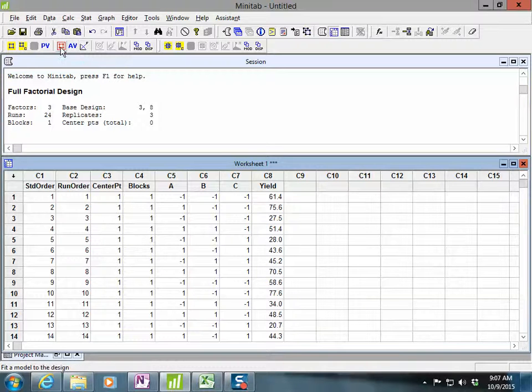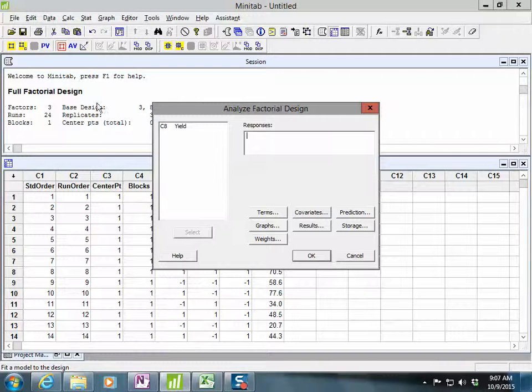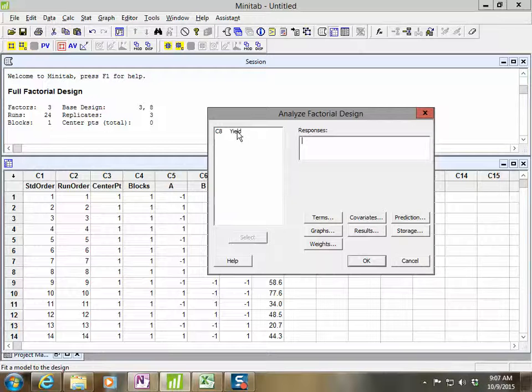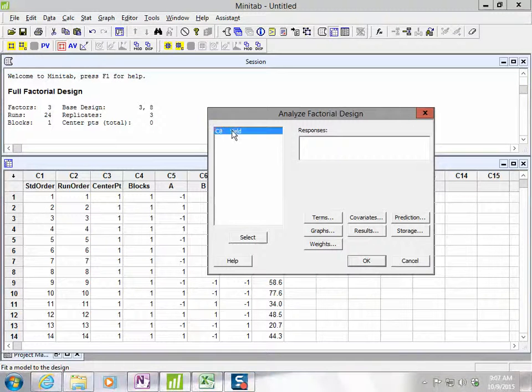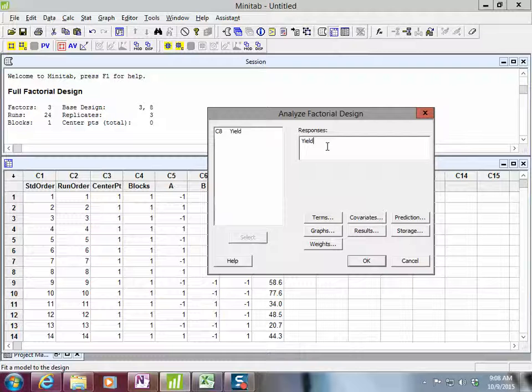So we want to analyze the design. It asks, what's your response? And it's guessing, you probably want yield. So what you have to do, this is kind of tricky. If you don't have it clicked in this response box, you're sitting here double clicking and it doesn't do much. Well, that time it did. But generally, you have to click this box and then double click over here and say, all right, yield, that's what my response is. And then we go through here, just working through each of these boxes.